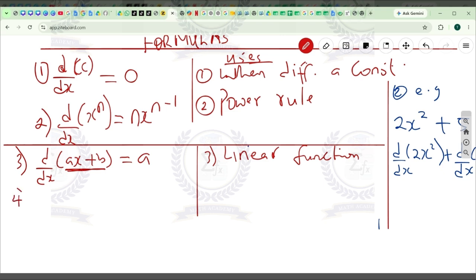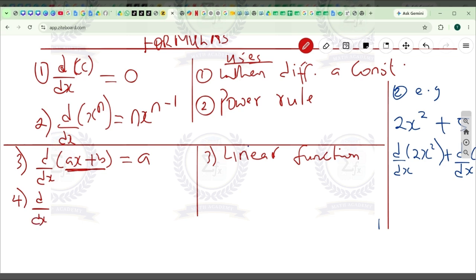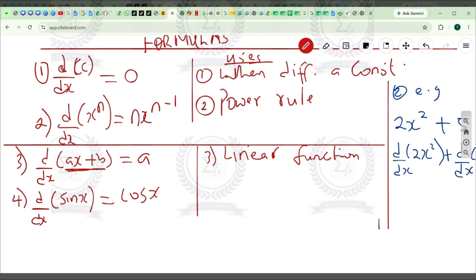The fourth one we're going to be looking at is a trigonometric function. We'll be looking at some trigonometric functions, and this is just one of them. That is when you're differentiating sine x. When you differentiate sine x, what you get is cos x. So this one is a trig function.